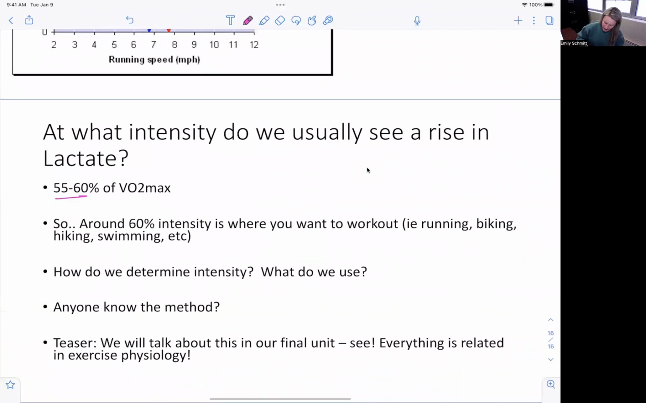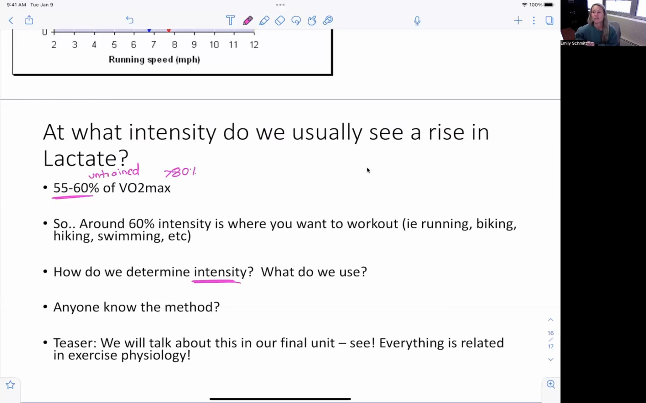So at what intensity do we usually see a rise in lactate? So this is generally in the 50 to 65% of VO2 max, and this is more in the untrained individual. And so that can go up to about 75 or 80% in more elite endurance athletes. So around 60% intensity is really where you want to be working out. And we've talked about intensity quite a bit in this class, and we haven't actually determined intensity. And so we are going to put that into play for one of your homeworks. So stay tuned for that.